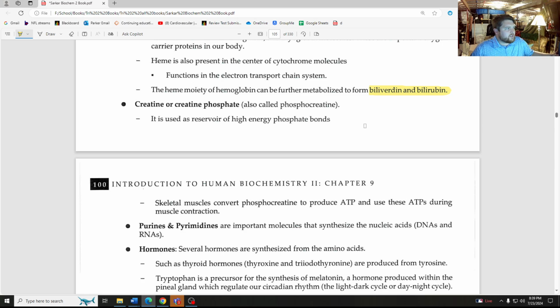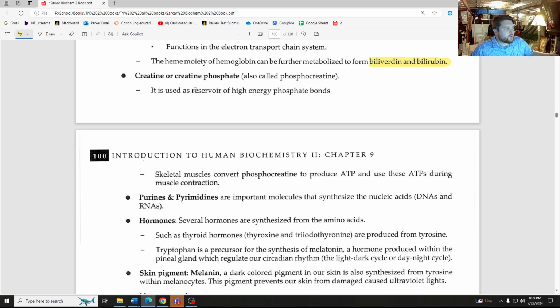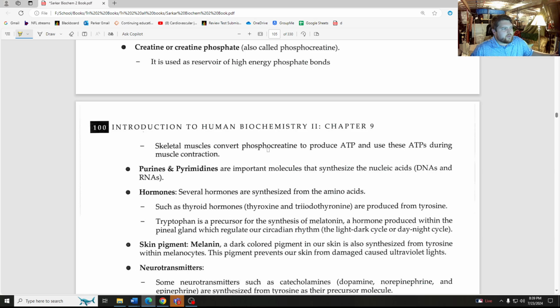Also known as phosphocreatine. It is used as a reservoir of high-energy phosphate bonds. The skeletal muscle converts phosphocreatine to produce ATP and uses ATP during muscle contraction. Using creatine is going to be the first couple seconds. Let me double check exactly what the time is on that.